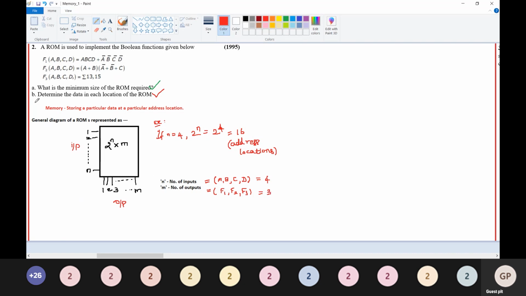So what is the minimum size of the ROM required? That is 2 power 4, n is 4, plus 3. So 2 power 4 plus 3, nothing but 16 cross 3. Okay, 16 cross 3. So this should be the minimum size of the ROM required to implement the given expression.